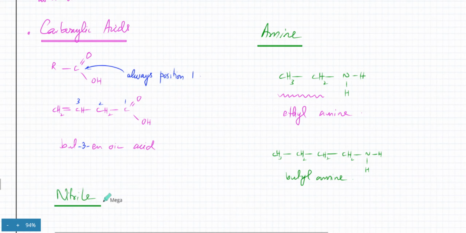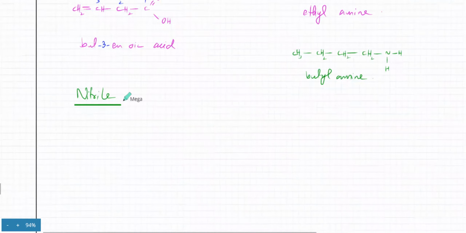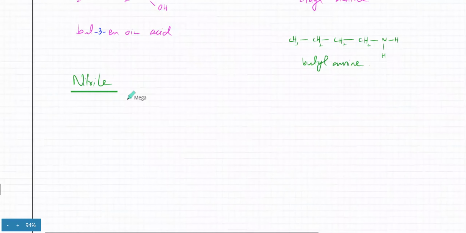Okay, again, this is also not very important. It just appears in one or two places where the product is a nitrile. A nitrile is something where you have a carbon chain and the CN group is attached. CN has a triple bond. So this is known as a nitrile.